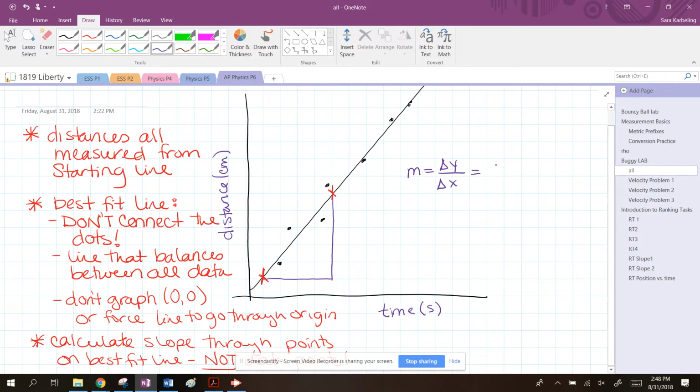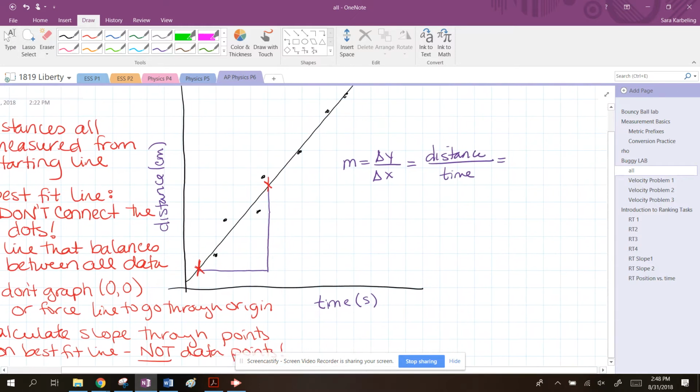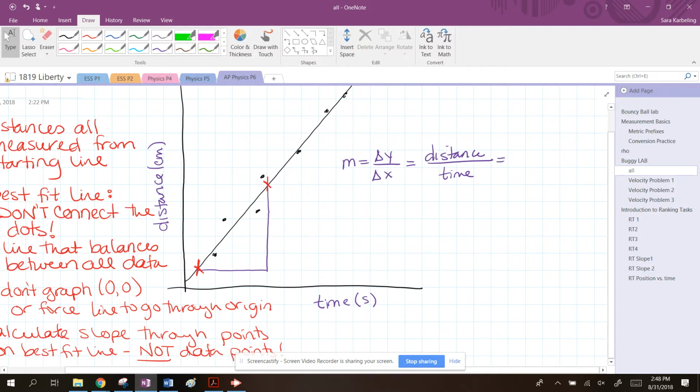The change in y being the distance over the change in x being the time. And distance over time is a measure of speed or velocity. As physicists, we're going to call it velocity. We'll get into the ins and outs of why it's velocity and what the difference is between velocity and speed another day. Not right now, though, because we've got other things to do. I want to make sure that we get some problem solving done.